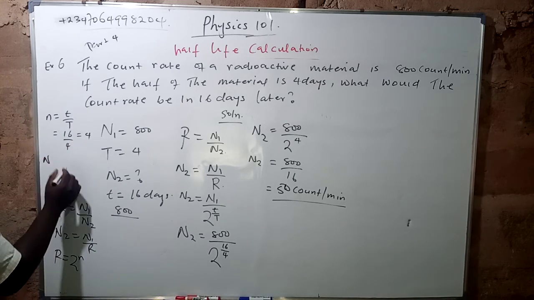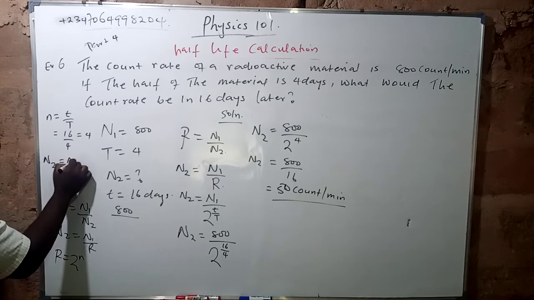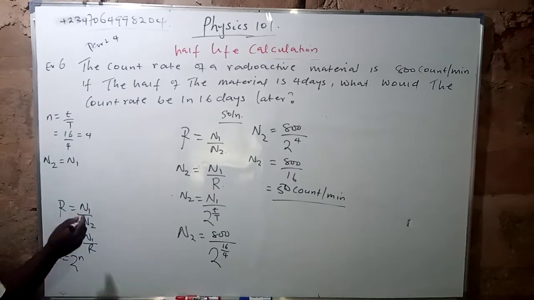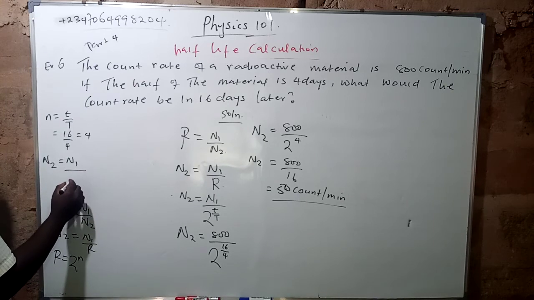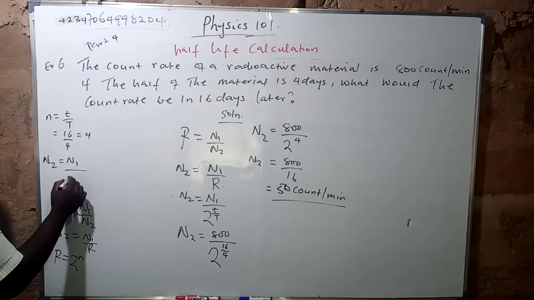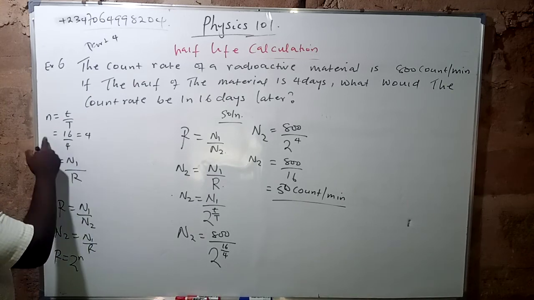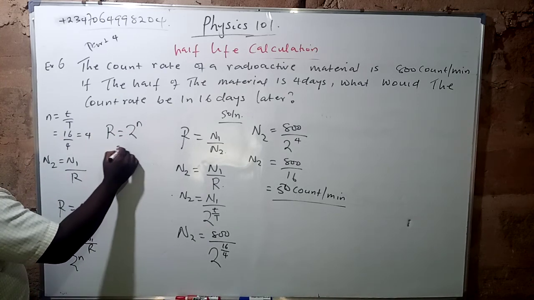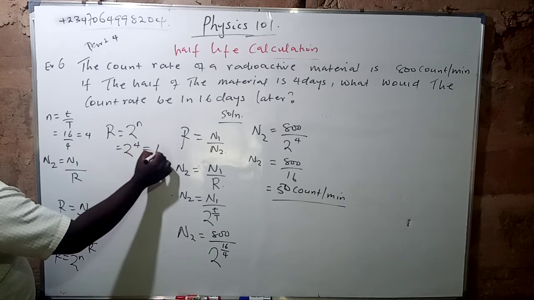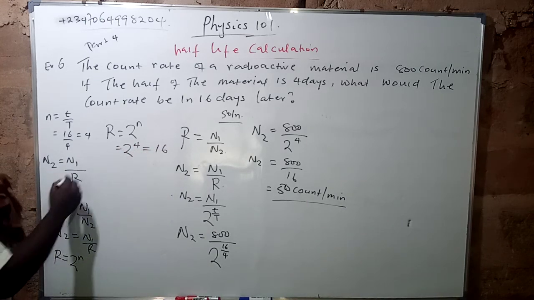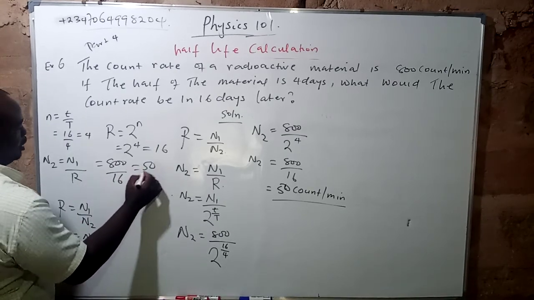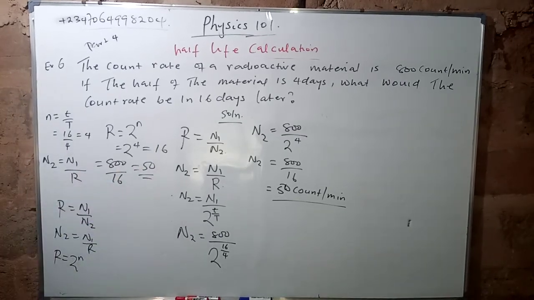So your N2 is N1 all over your R, right? Now, remember your R is 2 raised to the power of n, which is equal to 2 raised to the power of 4, which will give you 16. So this will give you 800 divided by 16, which will also give you 50. So with any of these formulas you use, you can get the answer immediately.